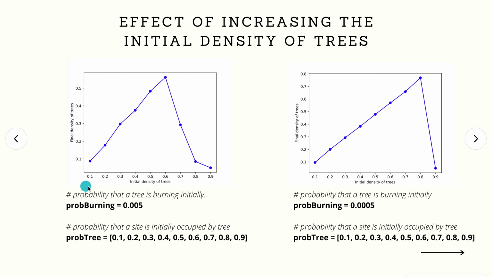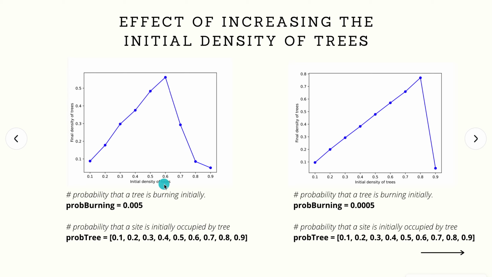Now we can see that when the initial density is 0.1, the final density of the trees is a little bit less than 0.1. When we go to 0.2, the final density is again somewhat less than 0.2, but it's still near 0.2. And as we move further, it is the same until 0.6, where we see that the initial and the final density are somewhat similar, after which from 0.7, 0.8 and 0.9 onwards, we can see that the final density of the trees is very less as compared to the initial density of the trees.